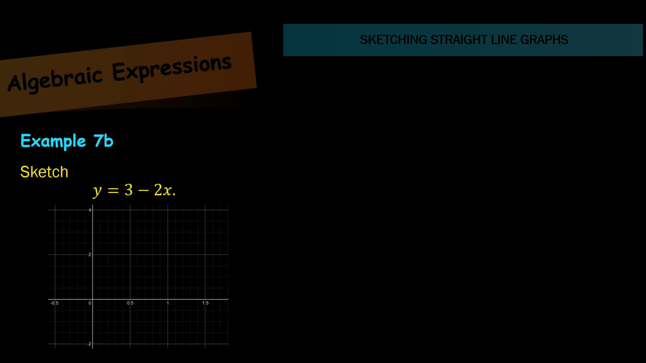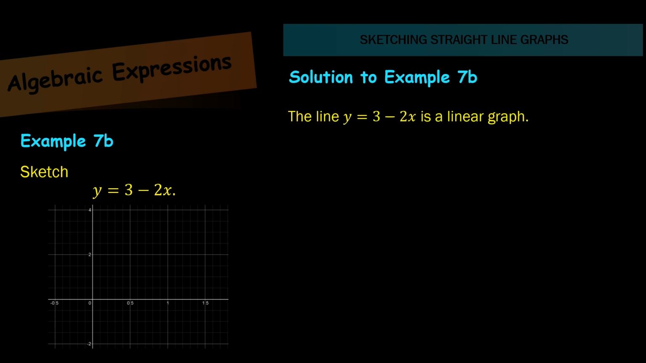Now let's take a look at another example. We are required to sketch y equals 3 minus 2x. Pause the video and have a go. Press play when you're ready to view the solution. y equals 3 minus 2x is linear. So find any 2 points on the graph and join them. The points we're considering again are when x is 0, what is y, and when y is 0, what is x. So let's consider x equals 0 first.